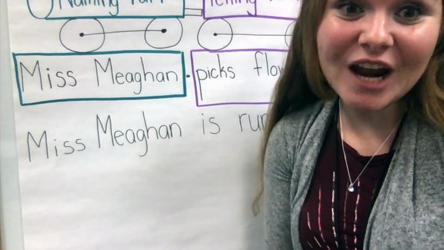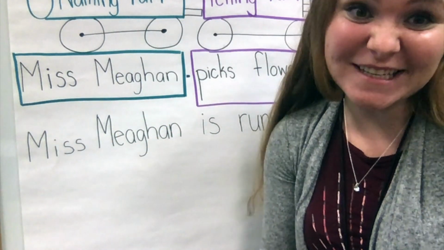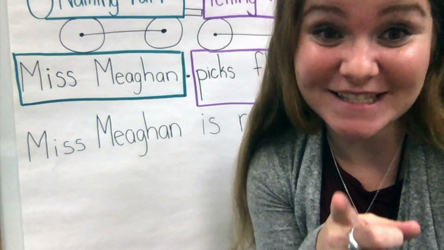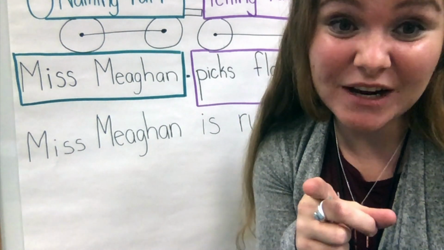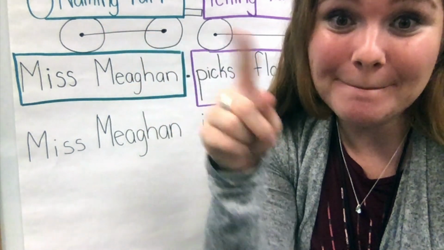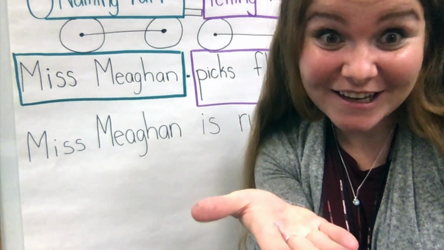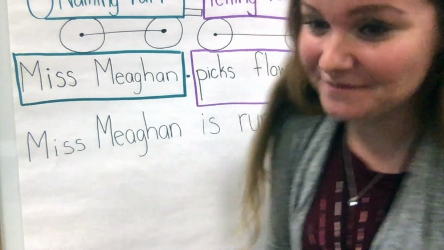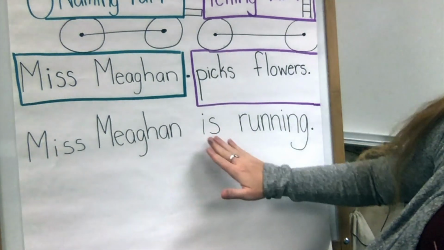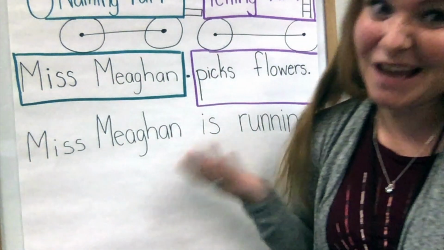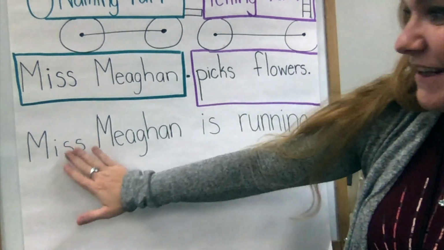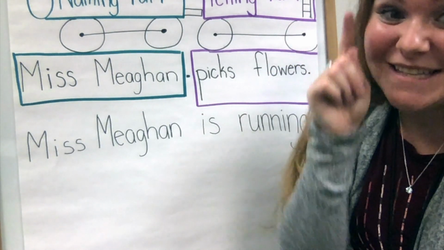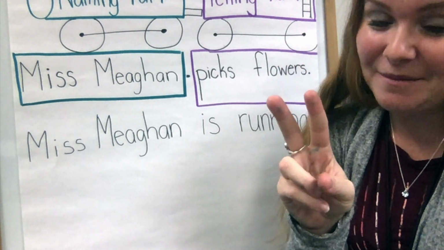Wow, you guys are doing an awesome job at remembering how to write an excellent sentence. Now, I need you guys all to be investigators because we're going to look at a sentence together this time, and you guys are going to help me put a box around the naming part and a box around the telling part. Are you ready? Okay, let's go. So here's my new sentence. You can read it with me. Miss Megan is running. I'm not actually running right now, but we'll just pretend. Miss Megan is running. Okay, now remember, my sentence has to have a naming part and a telling part.